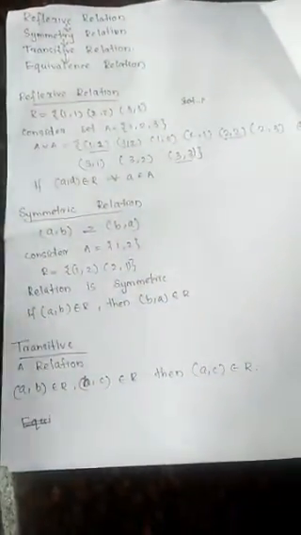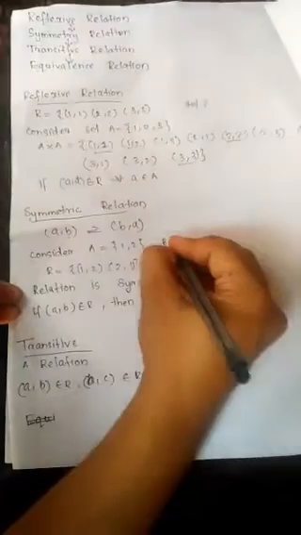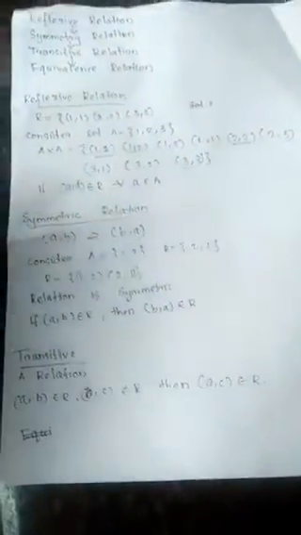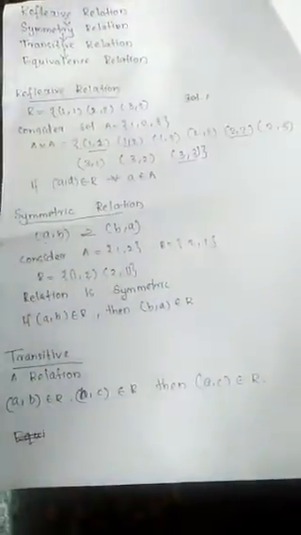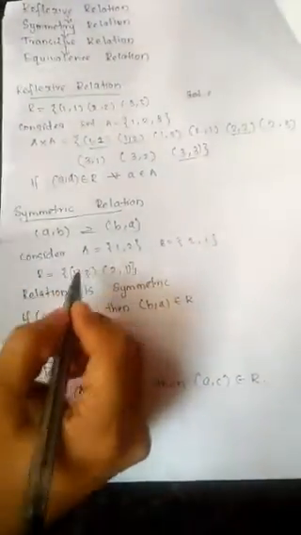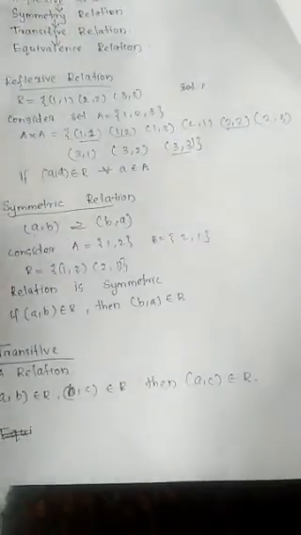For clarification, let me give an example. Consider set A = {1, 2} and B = {2, 1}. Then when we define A cross B, we get (1, 2) and (2, 1). Which element shows this? The first element and second element are interchanged, and such a relation is called a symmetric relation.